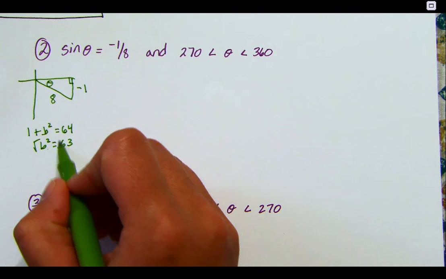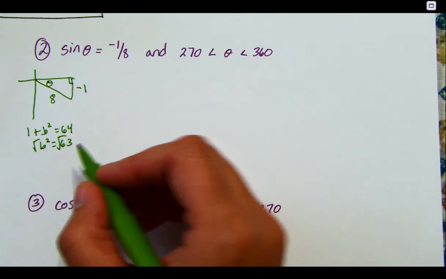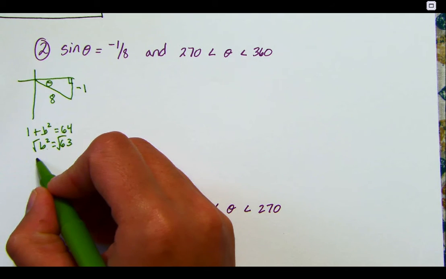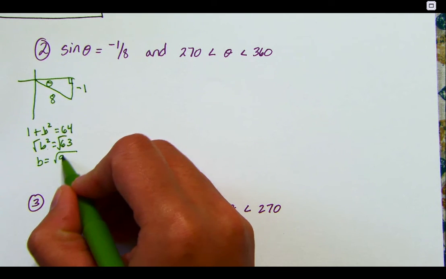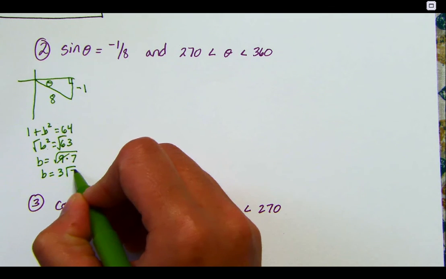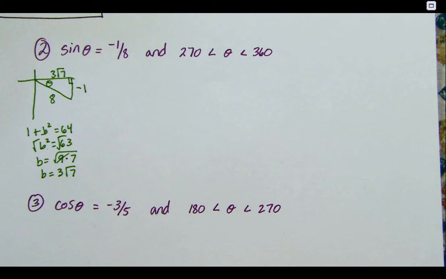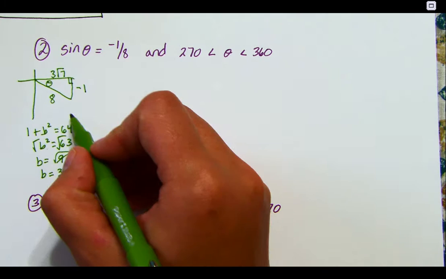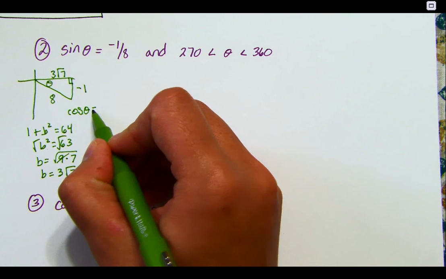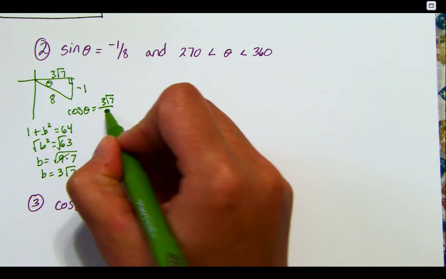And then we would take the square root of both sides. And then this time we are able to simplify the square root of 63 because it's divisible by 9. So if we're thinking of how we would split it, it's 9 times 7. So then we would take the 9 out as 3. And so this side is 3 square root of 7. And then for cosine, cosine theta is the adjacent side, so 3 square root of 7 over 8.